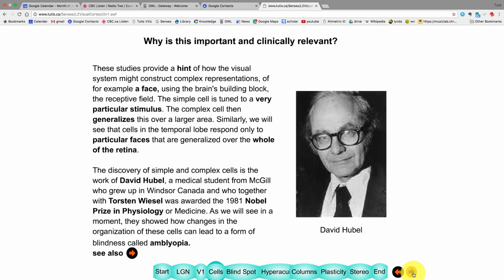Now, what's more interesting is that the discovery of these simple and complex cells was done by a fellow called David Hubel together with a colleague called Torsten Wiesel. David Hubel grew up in Windsor, not far from here. He then went to McGill and then won the Nobel Prize for his study of these kinds of cells. He also showed that these cells are very important in developing something called amblyopia, which is visual blindness, even though there's nothing wrong with the eye, that we'll look at in a moment.